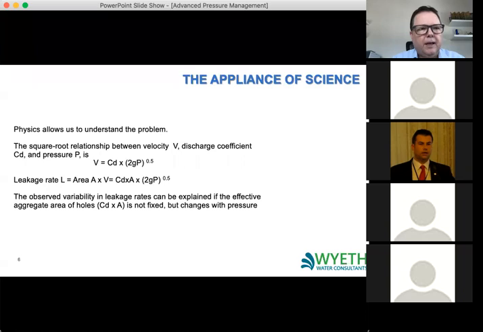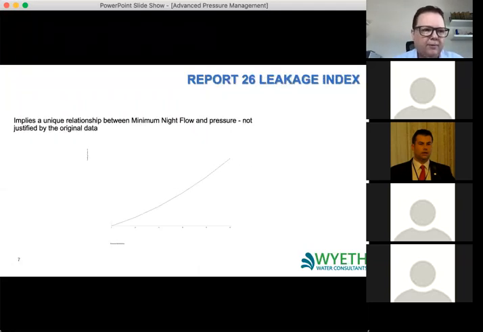So the relationship between pressure and leakage volume is not difficult. It's quite a simple equation, and it's actually a square root relationship between velocity and pressure. And it's almost like a one-to-one relationship. And we can plot it in a simple graph like this. It's basically the relationship that says, okay, if I reduce pressure by 10%, I will reduce leakage volume by 10% as well.